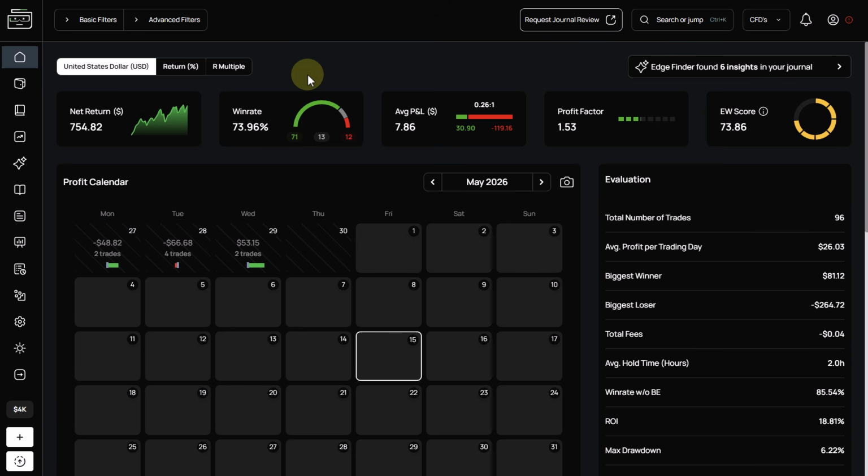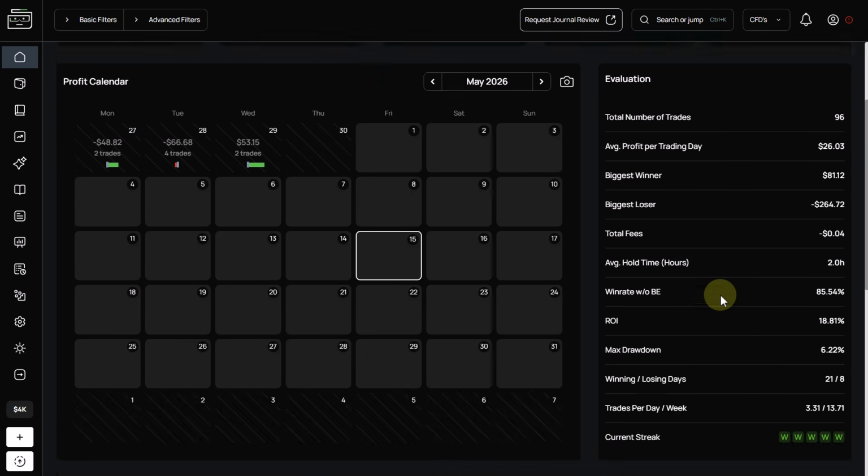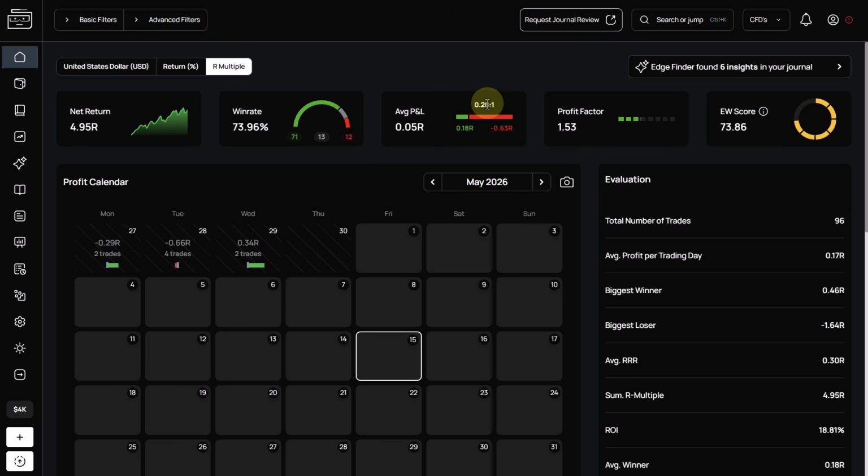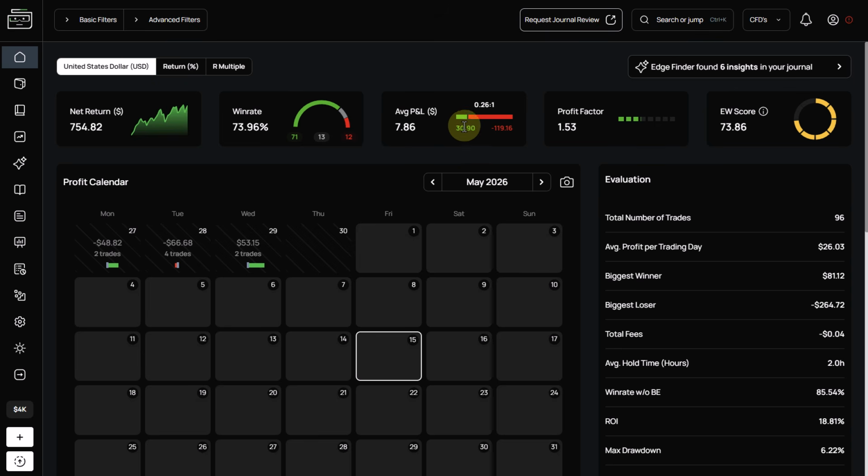So the first thing, when I look through the home tab, I just take a look at the broad data points usually. And the first thing that really stood out is here the average P&L. You can see that the R multiple, or reward to risk ratio, 0.26 is really small. And when we look at the average winner and the average loss, you can see his average win is 30 bucks and his average loss is minus 120.